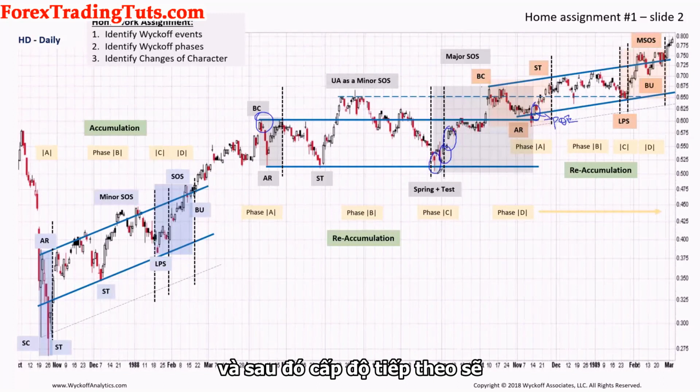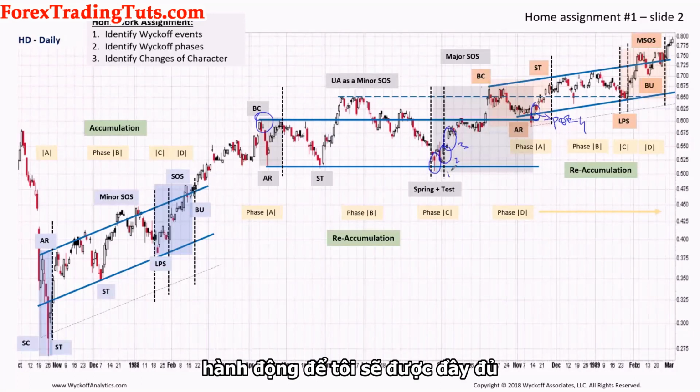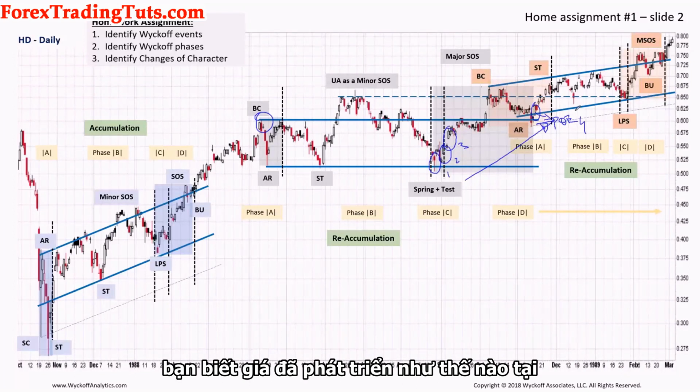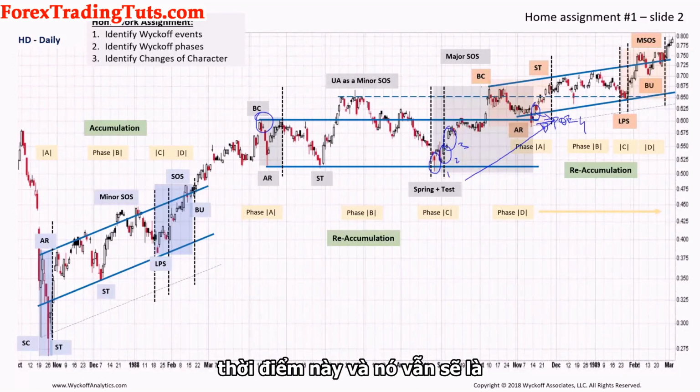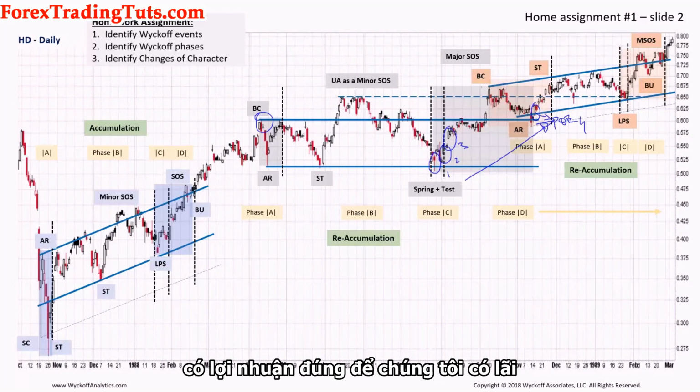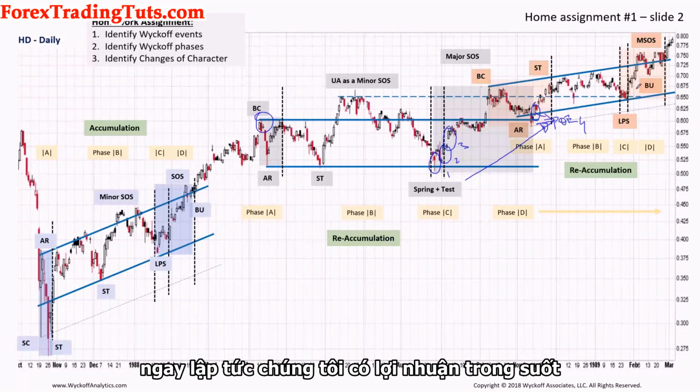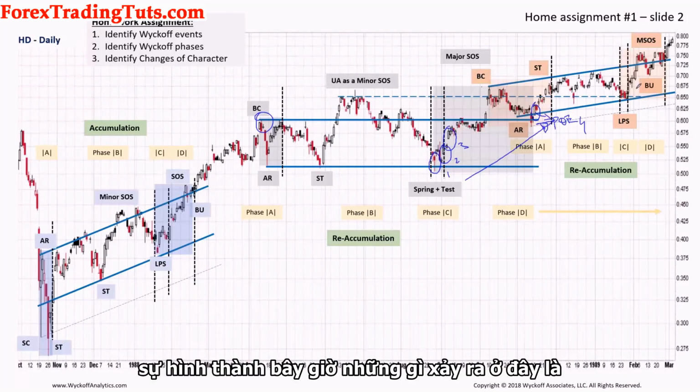And then the next one is going to be, so this is 1, 2, 3, point number 4, right, of the backing up action. So I would be already fully committed into this position based on how the price has developed at this point of time, and it still would be profitable, right? So we're profitable right away. We are profitable throughout this whole formation.